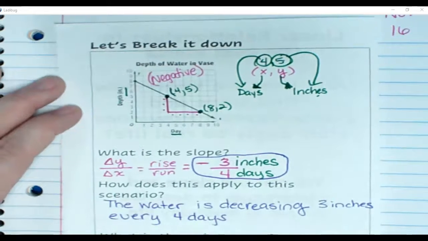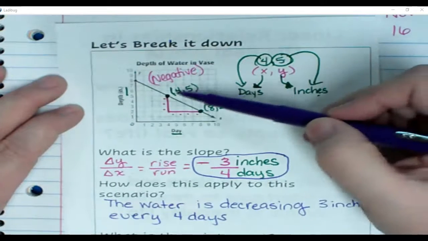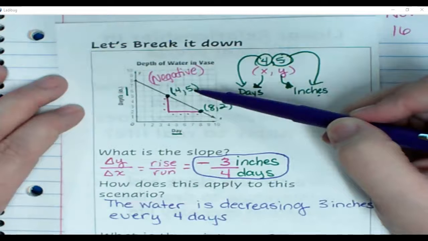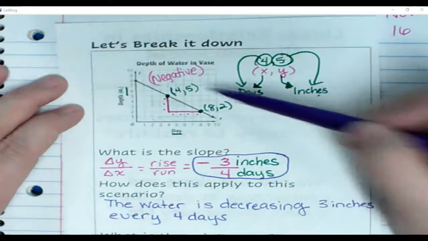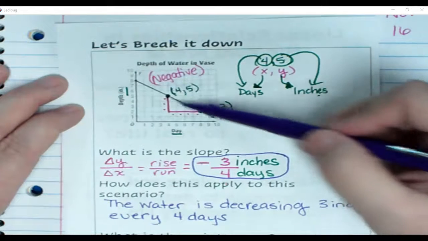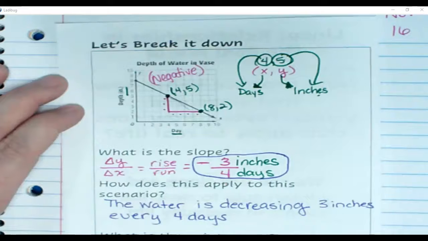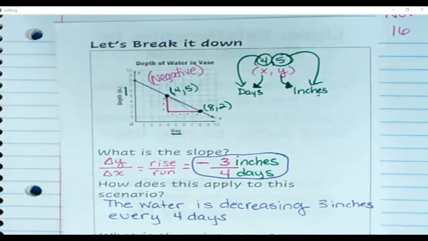3 inches every 4 days. So the water is decreasing 3 inches every 4 days. Well, let's go back up here and look at our example. On day 4, it was 5 inches. 4 days later, on day 8, I need to go down 3 inches. Well, what's 3 inches from 5? It is 2 inches. So see, our rate of change, our slope, is how we can describe it. It is decreasing 3 inches every 4 days.